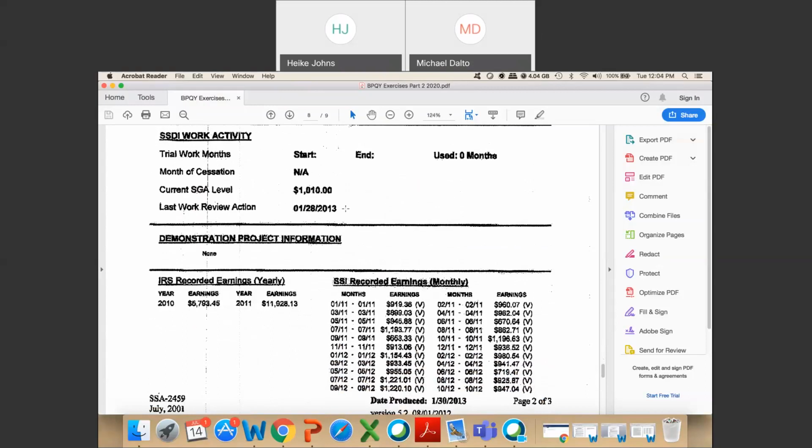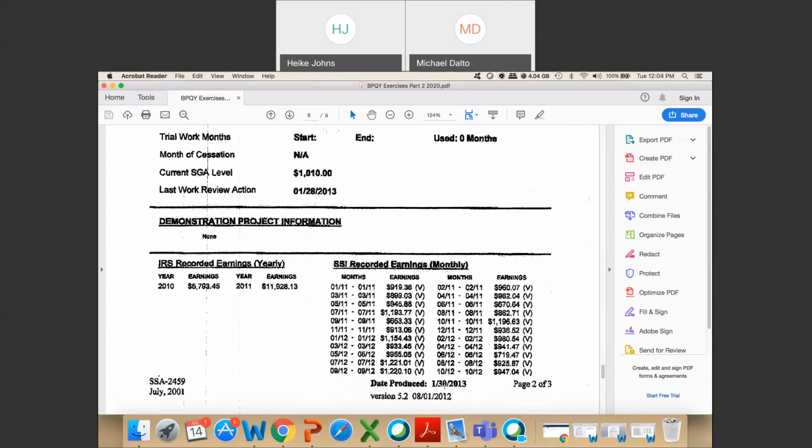We've got a work review action dated January 28th, 2013, but no trial work months used. This suggests that the work review was not completed at the time that this BPQY was run. Well, what was the date the BPQY was produced? January 30th, 2013, only 2 days after the last work review action date. This tells us that this work review has probably just been started, hasn't been completed yet, so we don't have trial work months updated at all.